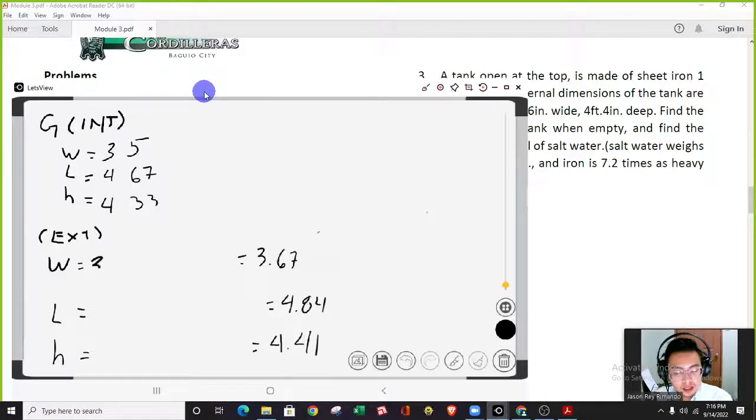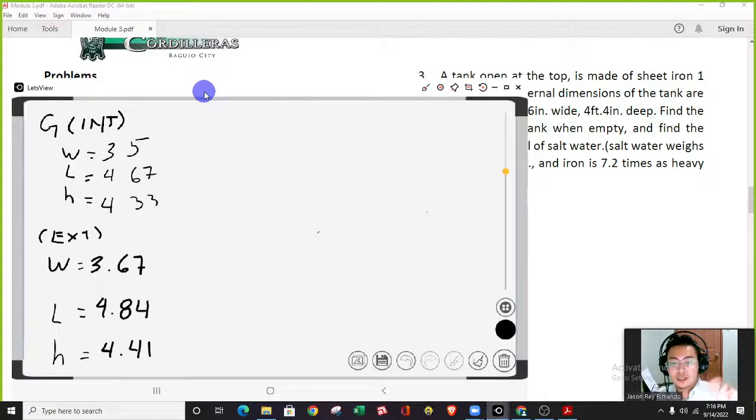So, kailangan nyo dito ng malaking pagsolvan na bond paper. 4.84 and 4.41. Okay? We can now compute for your thickness. Okay? Yung itsura ng volume natin. It is simply volume of exterior minus volume of interior. Okay? What is your volume of exterior?